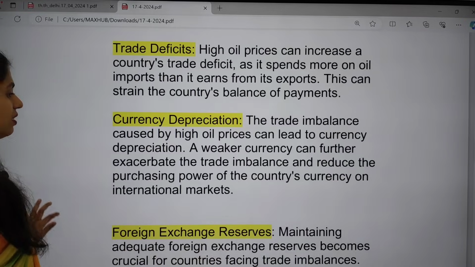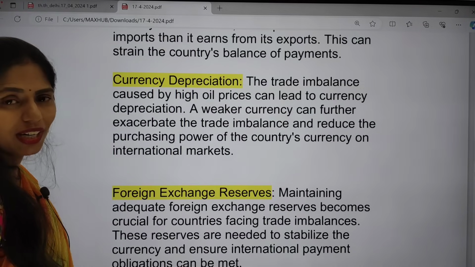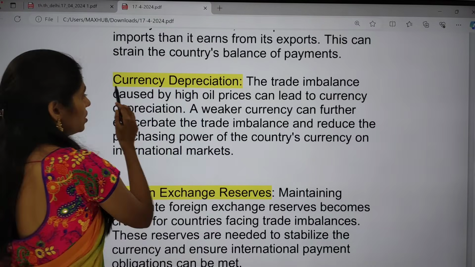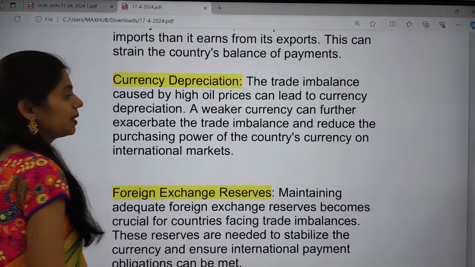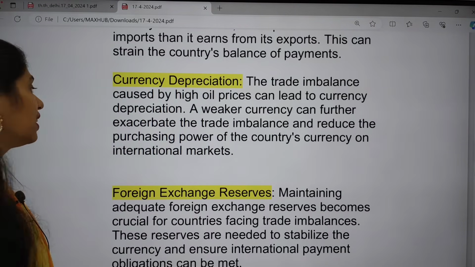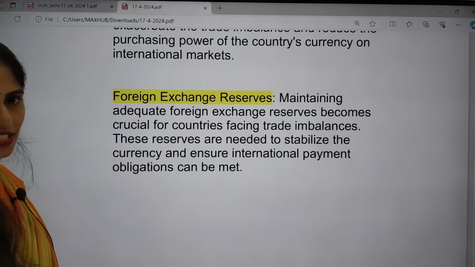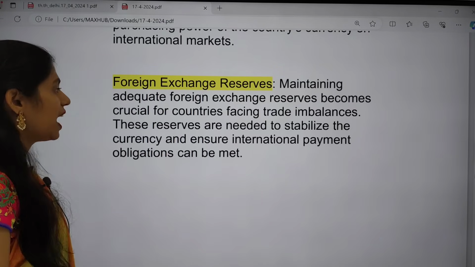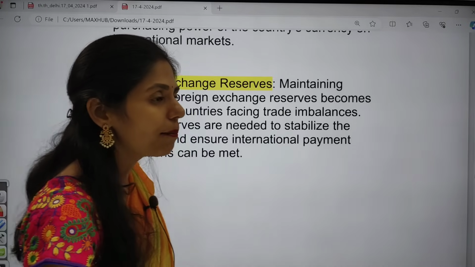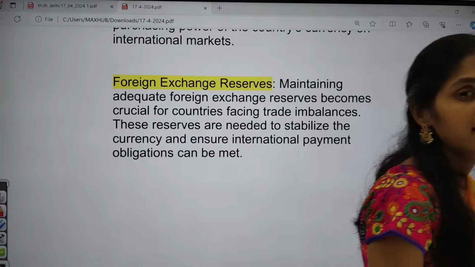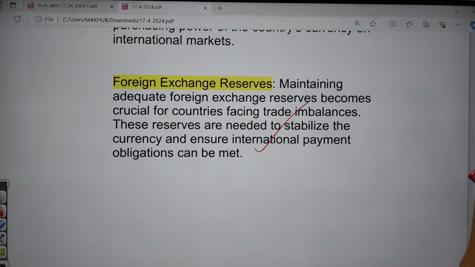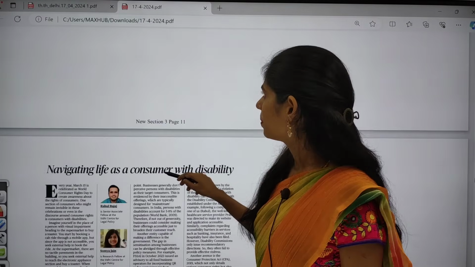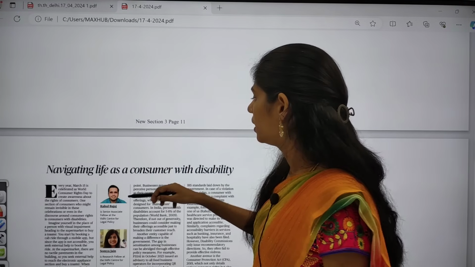And whenever we are heavily dependent on oil imports, it will also decrease the value of our currency. That means we can see currency depreciation. So a weaker currency further exacerbates the trade imbalance, and that will further reduce the purchasing power of the country's currency in the international market. And next one is foreign exchange reserves. So we have to maintain adequate foreign exchange reserves, but whenever we are getting more imports, that will lead to depletion of foreign exchange reserves. Okay, so this is about this topic, and now let us move on to our editorial page.